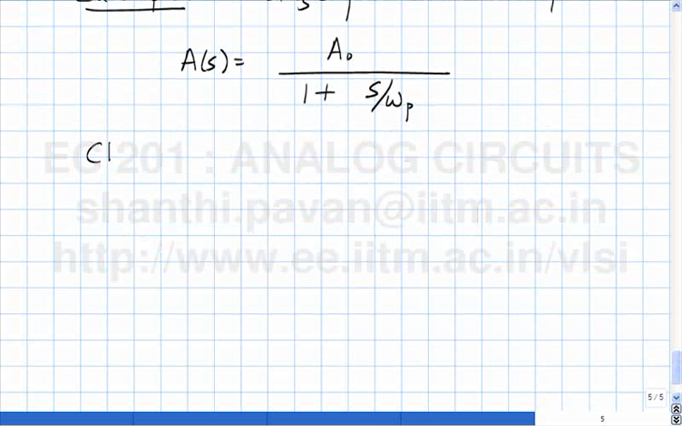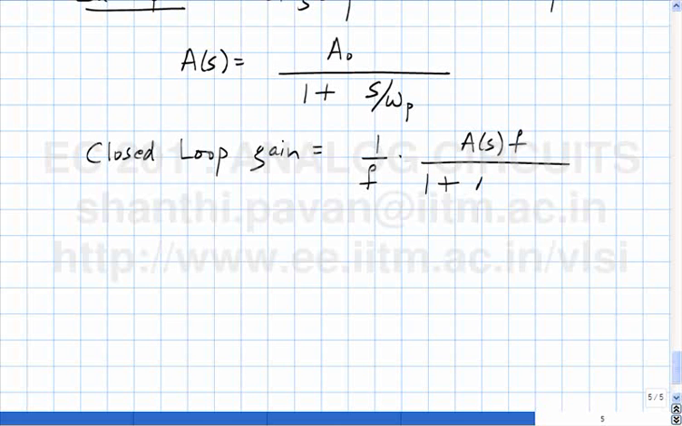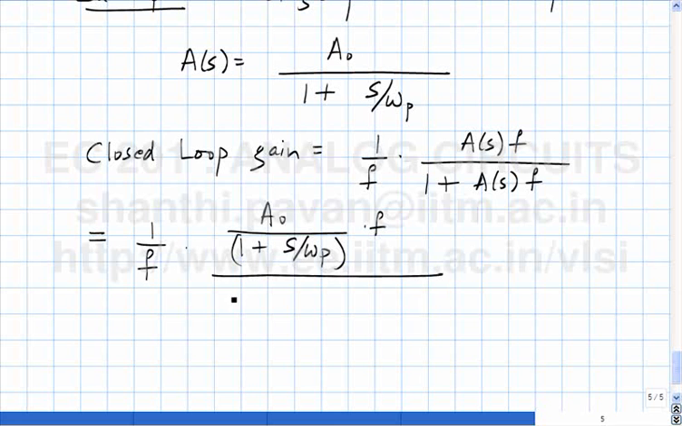So A of S is of the form A naught divided by 1 plus S by omega P. So what is the closed loop gain? One over F times A of S times F divided by 1 plus A of S times F, which is 1 over F times A naught by 1 plus S by omega P times F divided by 1 plus A naught divided by 1 plus S by omega P times F.